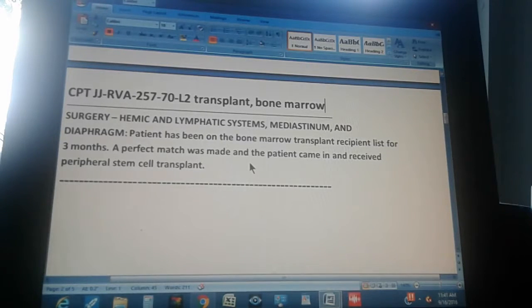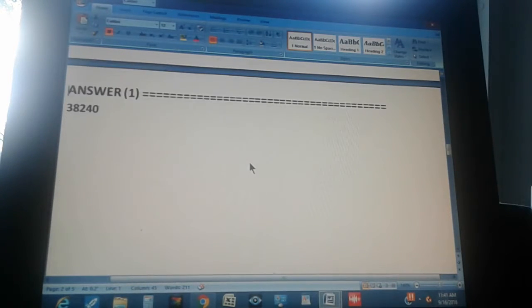Surgery, hemic and lymphatic systems, mediastinum and diaphragm. The patient has been on the bone marrow transplant recipient list for 3 months. A perfect match was made and the patient came in and received peripheral stem cell transplant. So that's the procedure, and now we're going to count to 3, so you can pause the video and give us the CPT code for this procedure. 1, 2, 3. Okay, the answer is 38240.